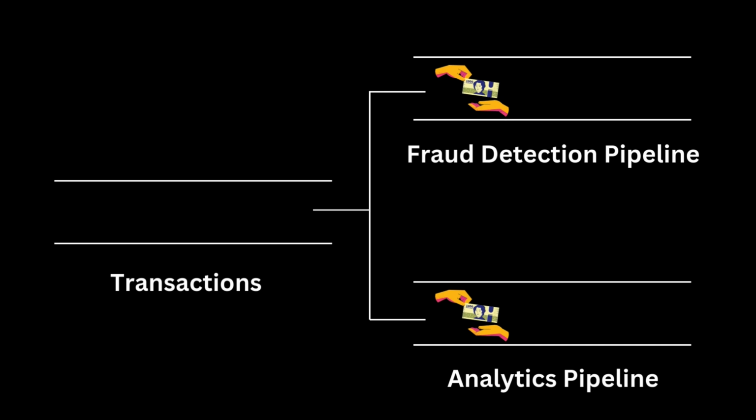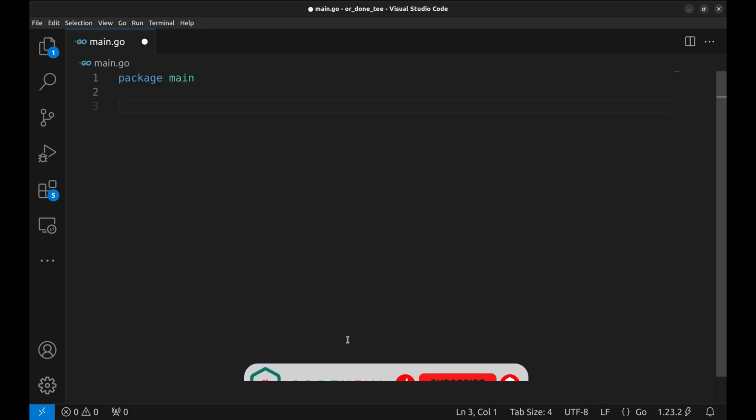By using the T-channel pattern, we can split the transaction data so that each pipeline receives and processes the same data independently. Additionally, we will use the OR-DONE pattern to allow a graceful shutdown of both pipelines if any error or cancellation signal occurs, ensuring that resources are freed up appropriately. Without further ado, let's dive into code.